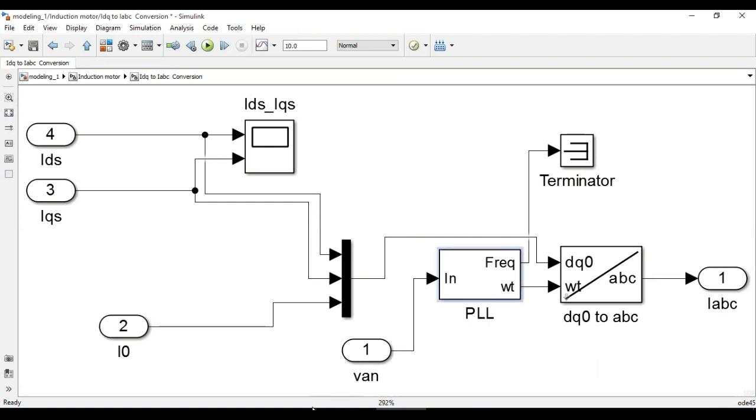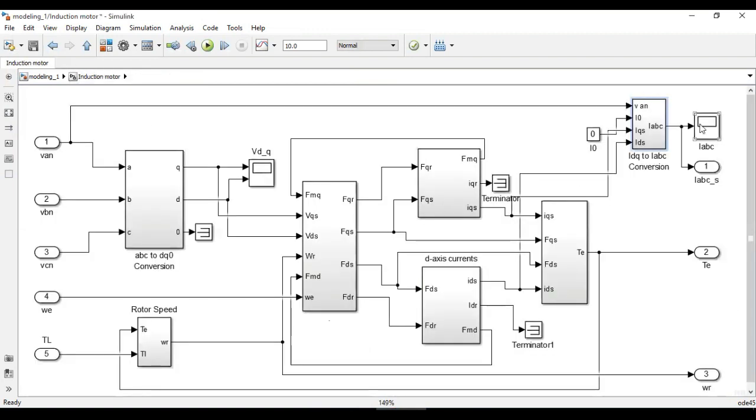This PLL block is also available in this Simulink library, and this is VAN, this is the frequency, and this is omega t. That omega t will be used over here, and it will transform these EQ0 modes to the ABC modes, and it will give us the three phase currents, and these three phase currents will be displayed over here.